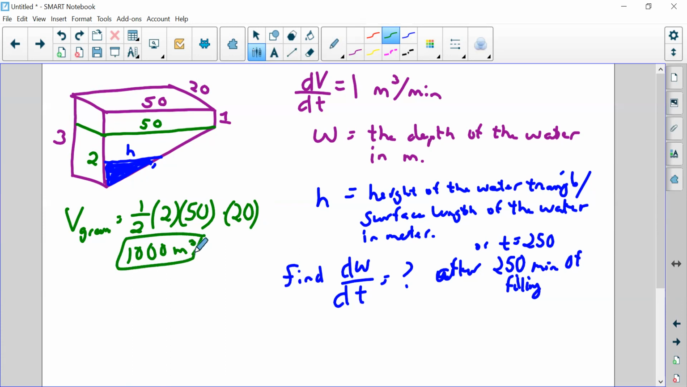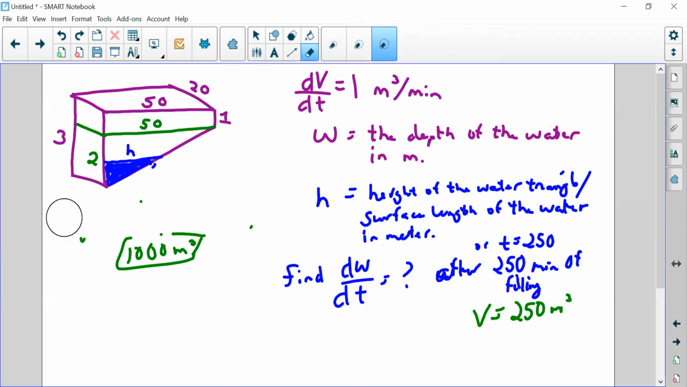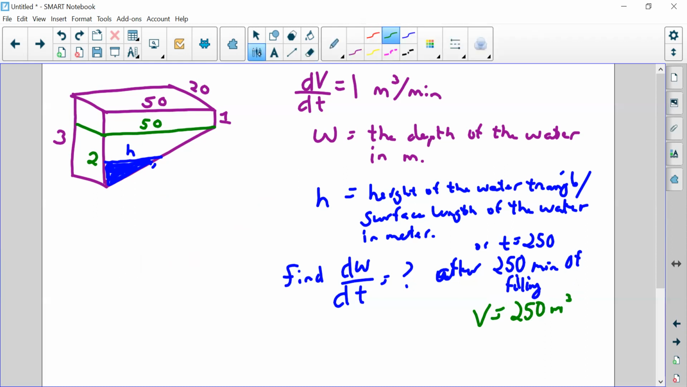How do I know if my water level is going to be below or above that? Well, you've got 1 a minute for 250 minutes. Ah, 250. So since I'm doing 1 a minute for 250 minutes, I know my volume has to be 250 cubic meters. That's all the water I've been able to pull in because my rate is 1. It's an easy one to do. And so, yes, I know I'm below the blue line. So that makes life so much easier: we're below the green, so we don't have to deal with the trapezoidal shape.